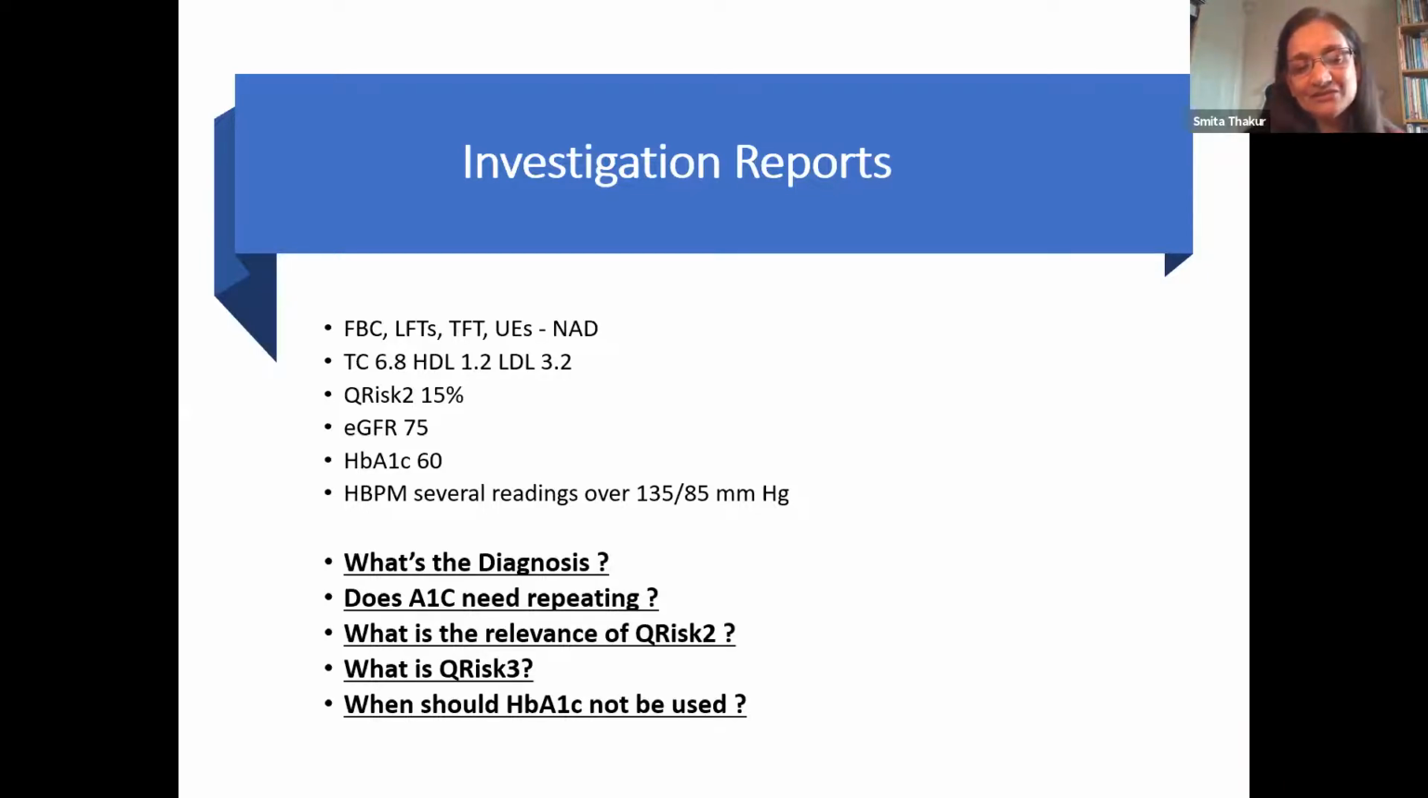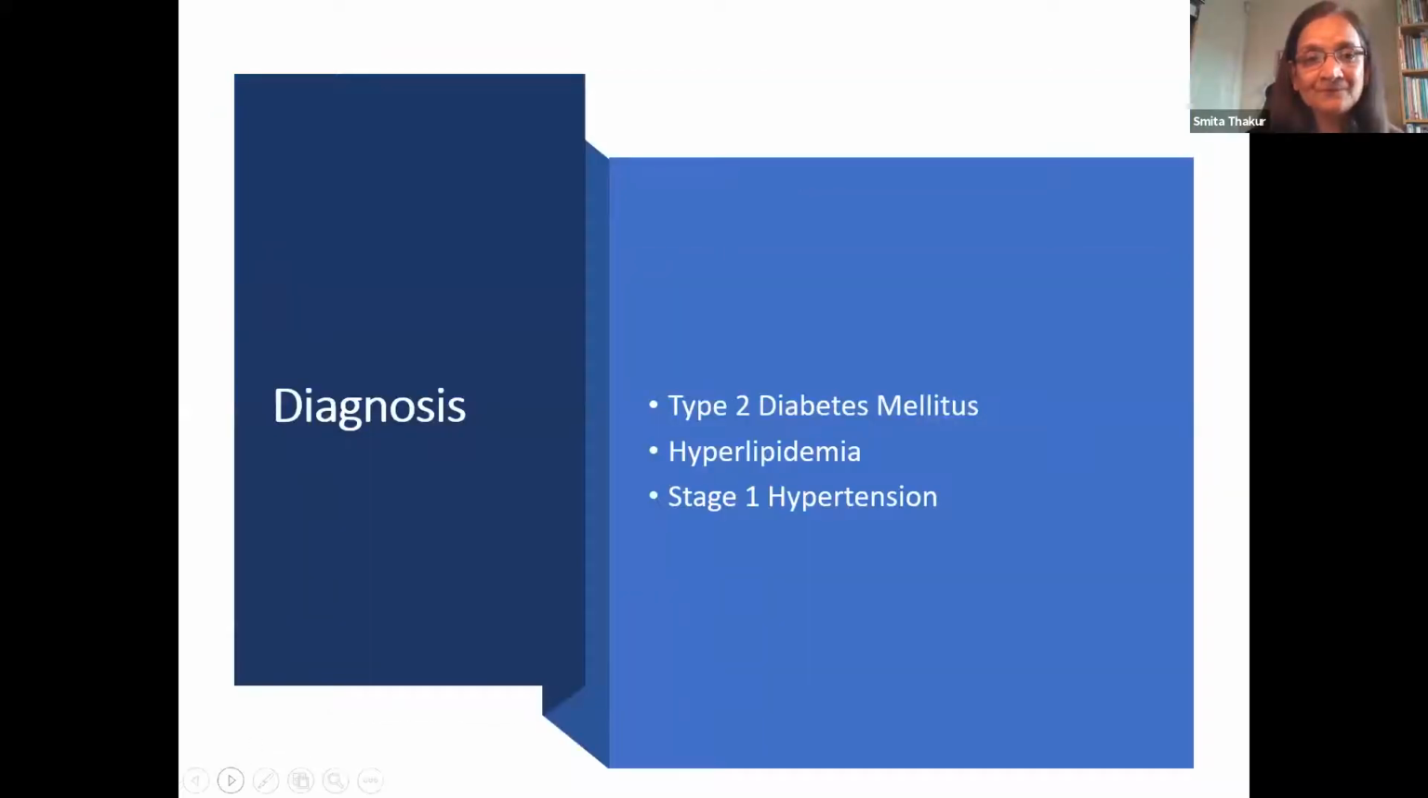And what are the conditions? Any conditions where we should not be using A1C to diagnose diabetes? Yes, hemoglobinopathy is right. Anything else? Pregnancy? Yes. Okay. So as we said, this gentleman has got type 2 diabetes, has got hyperlipidemia, and he's got stage 1 hypertension.